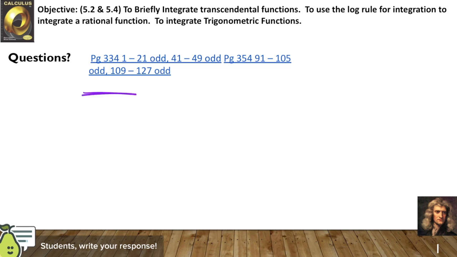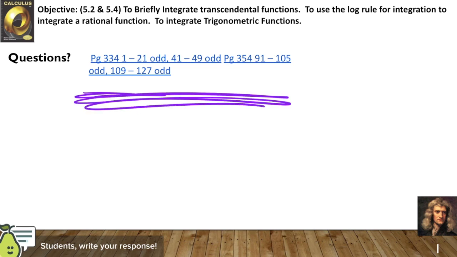All right, we have a nice set of problems for you to work on today, and make certain that you do the pages as asked for. Don't work for more than 45 to 60 minutes on this assignment, please.